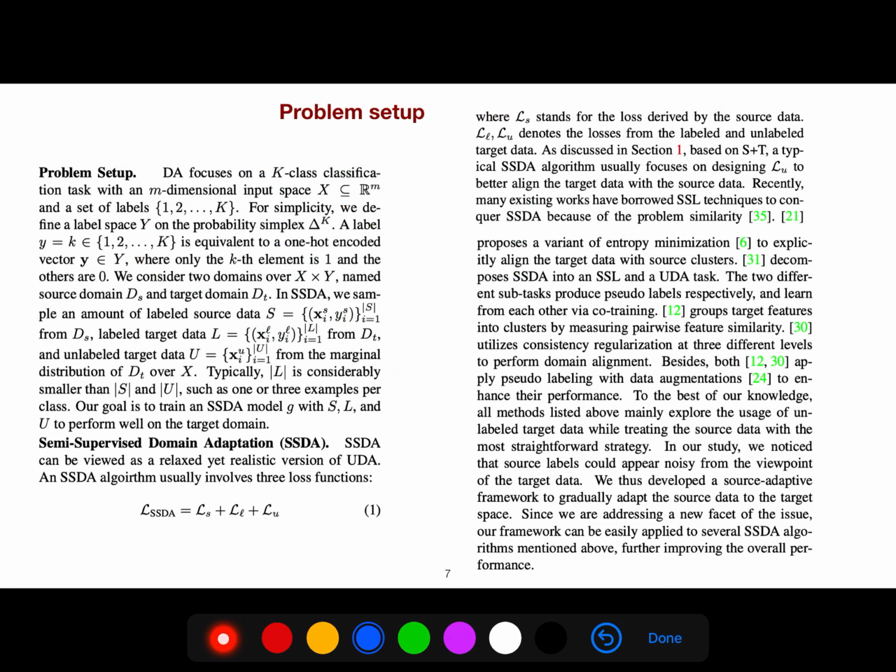So the problem setup is that it focuses on a K-class classification task with M-dimensional input space, and we have labeled source data and we have labeled target data. Because it is semi-supervised, at least you have a few labeled data. And then these are the losses that you're working on. The LS is the loss derived from source data, but these losses are the losses from labeled and unlabeled target data.